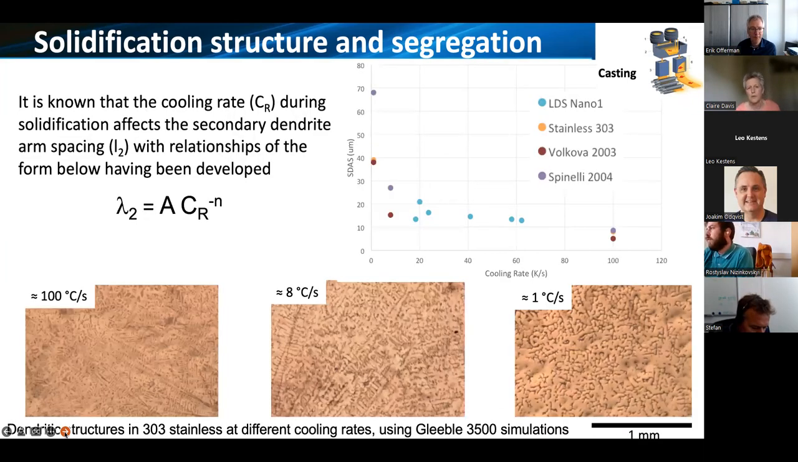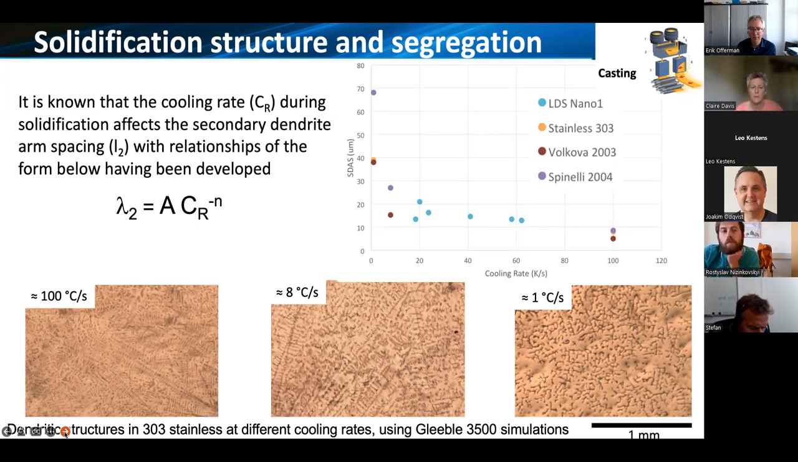All of this is really important to build up some of the relationships. Here I've just shown a relatively simple empirical relationship between secondary dendrite arm spacing and cooling rate. I've got some examples here from some stainless steels because we related that to prior literature as well. Also looking here for a low density steel, and I have data, but I don't show it here, for dual phase steels and carbon manganese steels. And what's clear is that there's quite a definite relationship between the secondary dendrite arm spacing and the cooling rate.